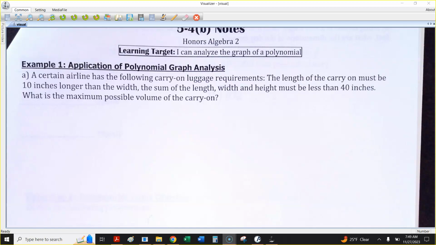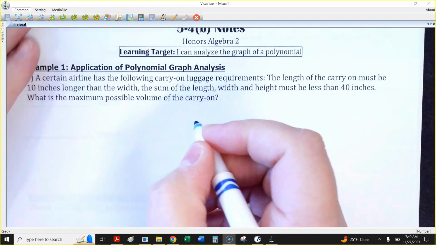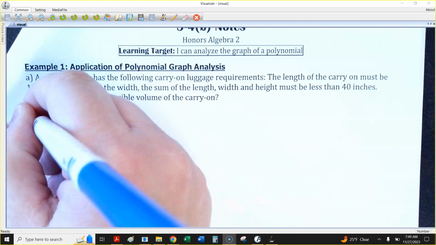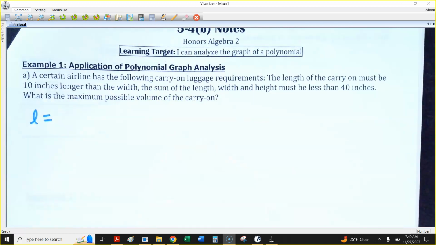Doing, or they're going to deal with the graph. So this just says a certain airline has the following carry-on luggage requirements. The length must be 10 inches longer than the width. If the length has to be 10 inches longer than the width, let's say the length, I'll call that L, and I'll call the width W, how would I write 10 inches longer than the width, like an expression?